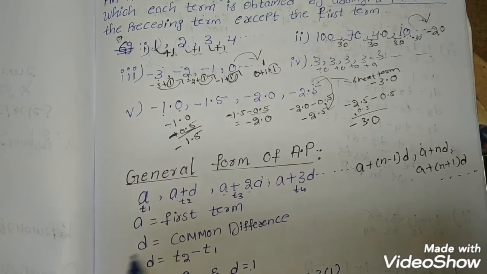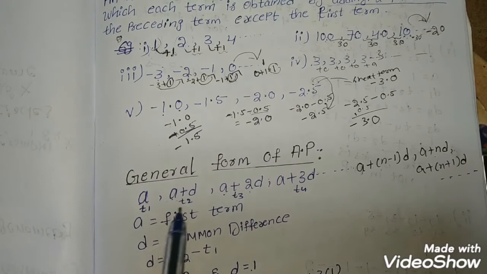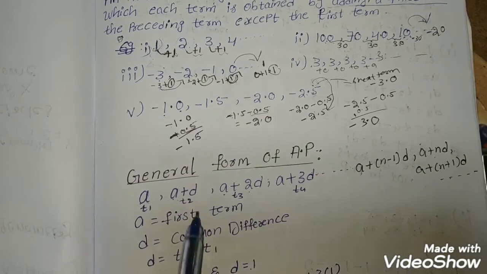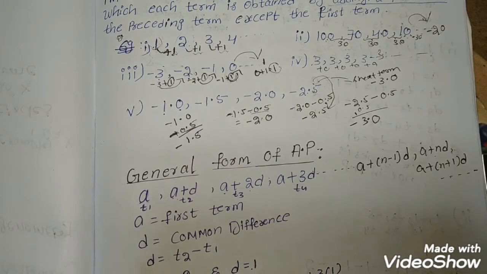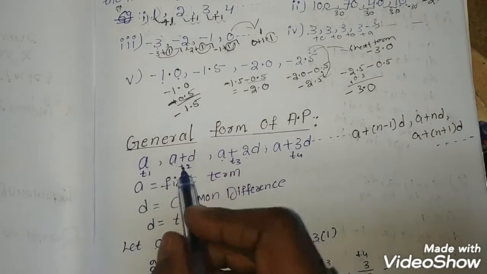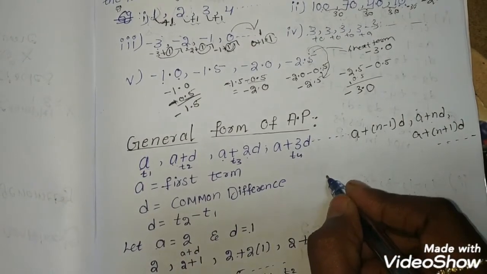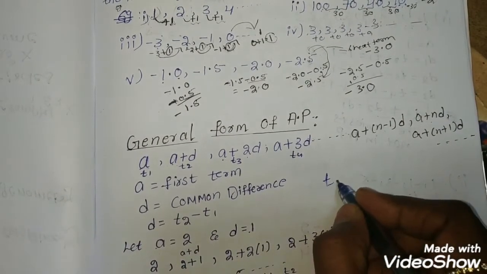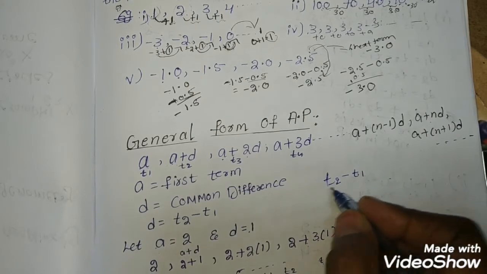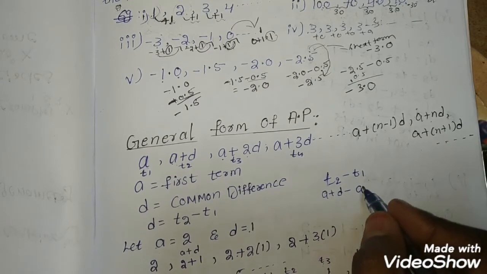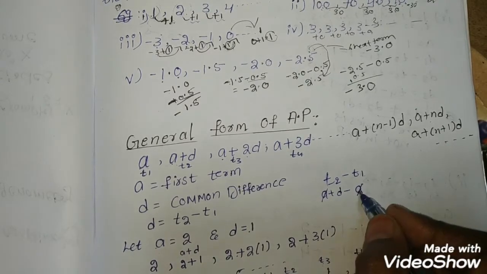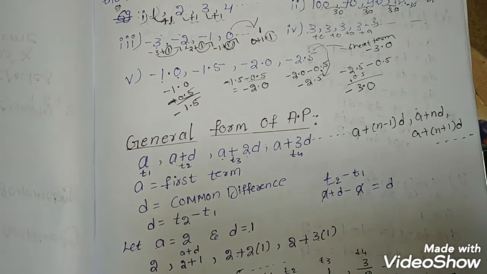And how can you find the common difference? The common difference is denoted as d, and it is t2 minus t1. That means a plus d minus a, then we get the common difference. See how we can get d. We need the common difference, so what is the formula? t2 minus t1. What is t2 here? a plus d, minus a, which is t1. If you cancel plus a and minus a, we get d. So this is the common difference. Understand? This is a very easy and simple thing.